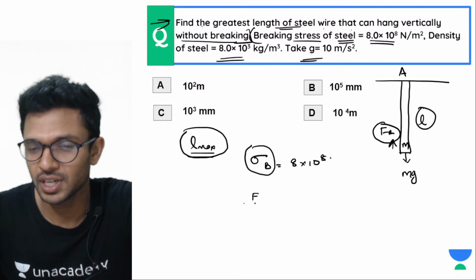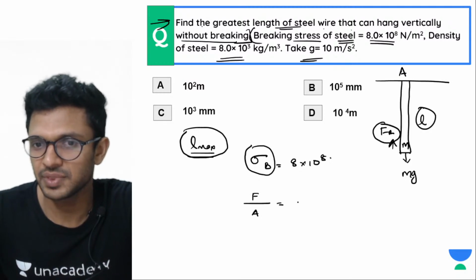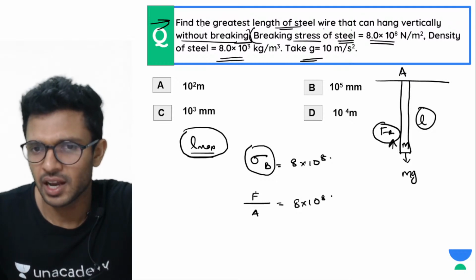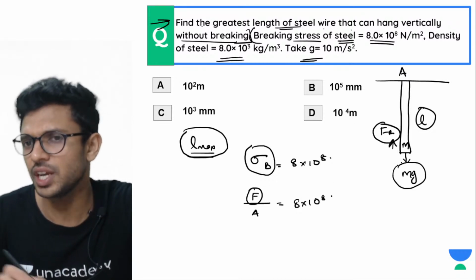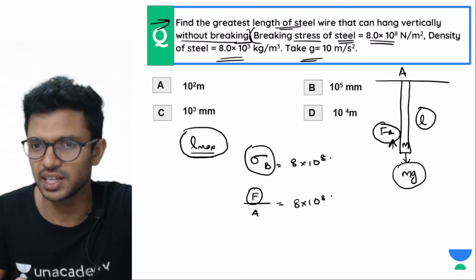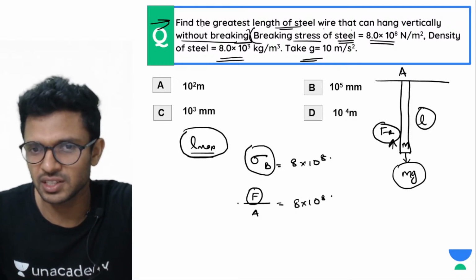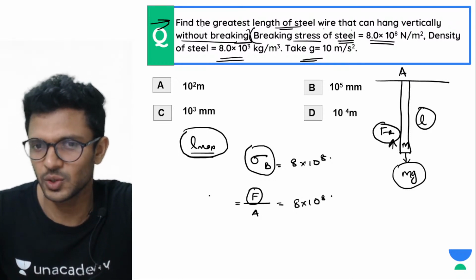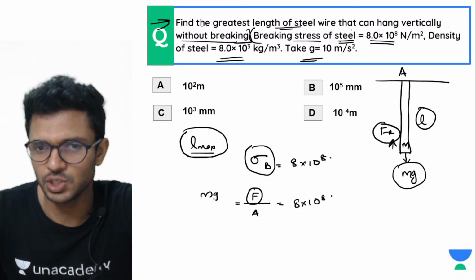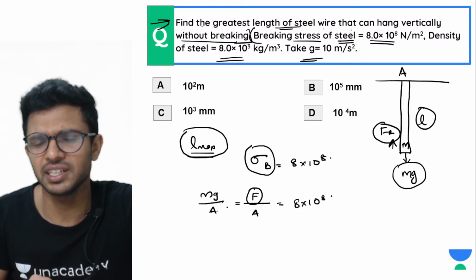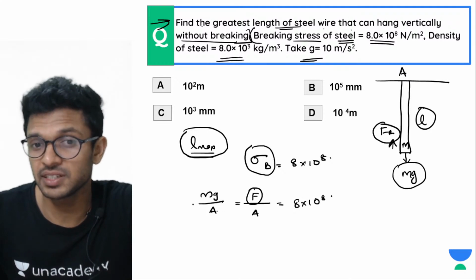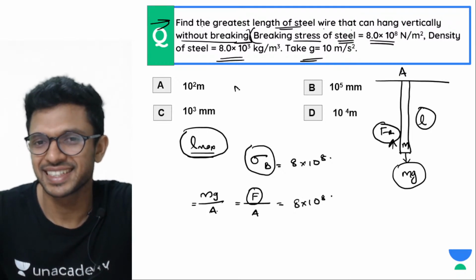That is force divided by area. That should be 8 into 10 power 8. How much is the value of restoring force? Same as the weight of the body acting in the downward direction, right? So what is its value? Shall I write it here? Okay, so force is mg divided by A. Mass is not given here. So how can I express the mass? The formula for mass is density into volume.